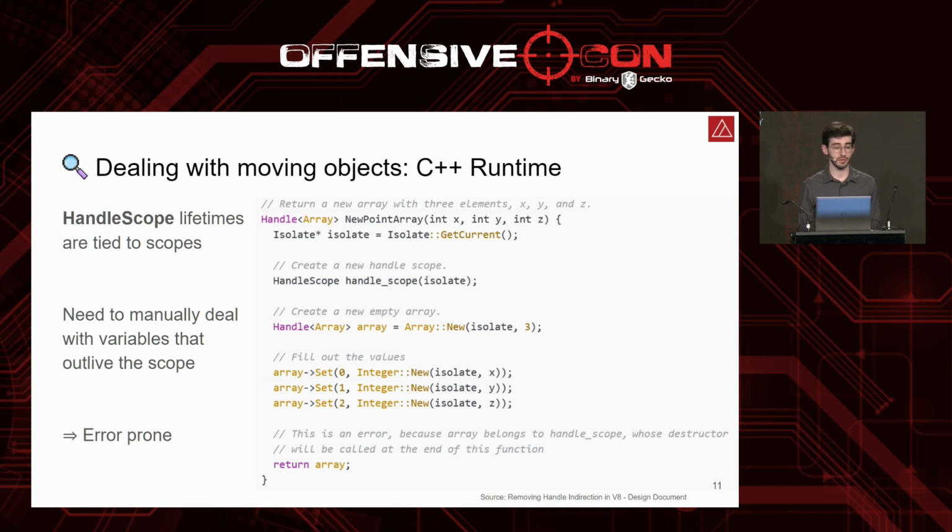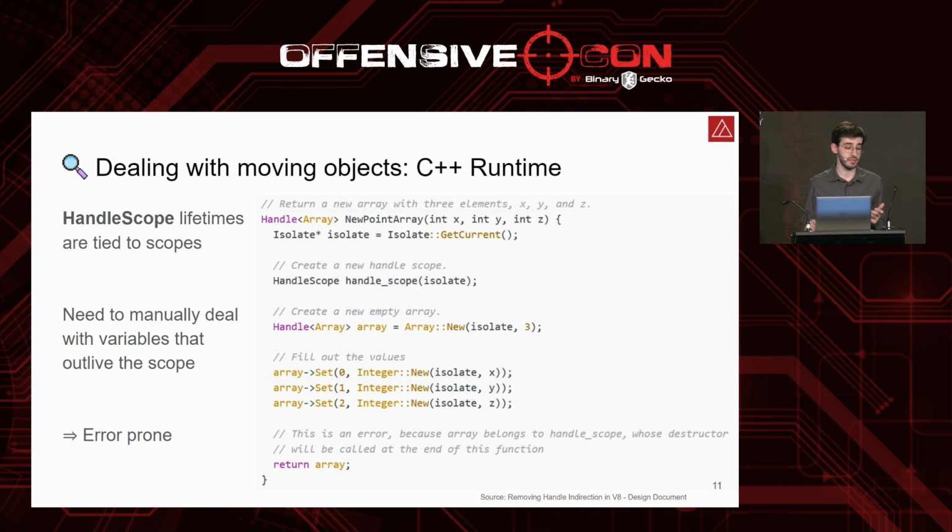So in this example, there's actually a bug, because we are returning a handle that's associated with a handle scope that was declared in the same function. So that handle scope is destroyed at the end of the function, and the returned handle is not valid in the context of the caller.